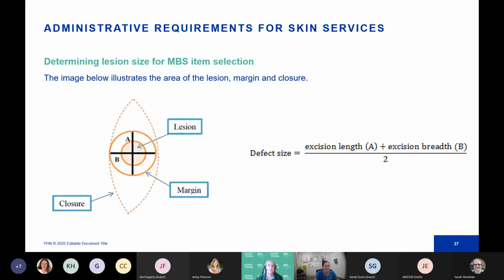There are histology requirements for skin service items. To bill excisions, you must send the specimen for histo examination. Some items may allow a specialist dermatologist to confirm the lesion as malignant, but you need to ensure that you have met the MBS descriptor before billing this. You must keep copies of your histo reports and any other supporting evidence, such as patient notes and photographs.